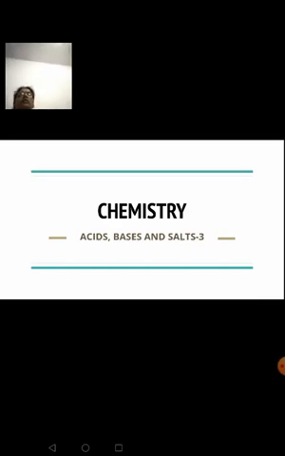They change blue litmus red. They dissociate into hydrogen ions. Bases are chemical substances that are bitter to taste. They are soapy to touch and they turn red litmus blue. They dissociate into hydroxide ions. And then we had learnt about the acids present in the food items that we consume in our everyday life.